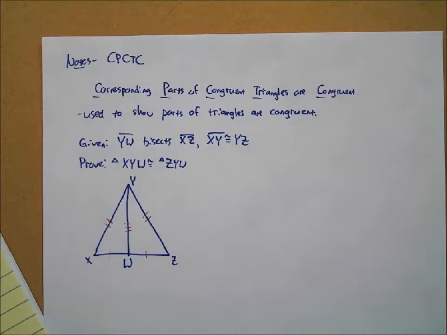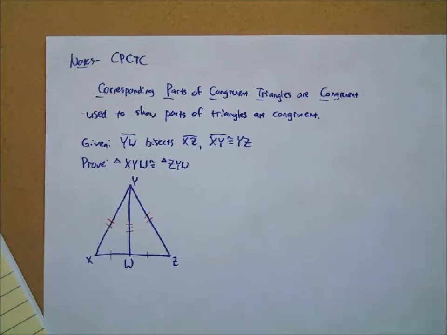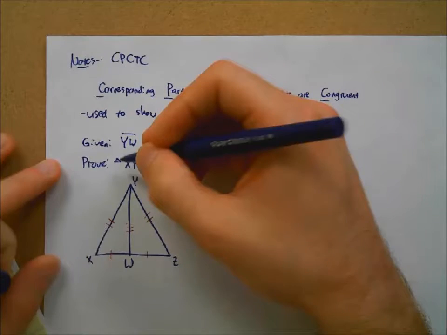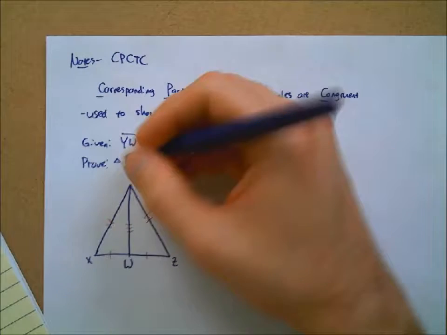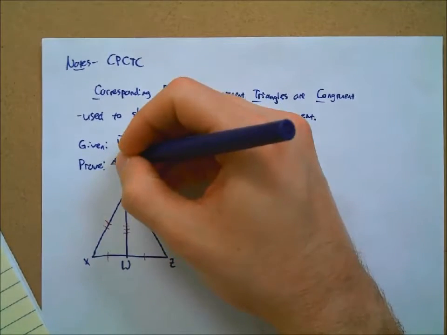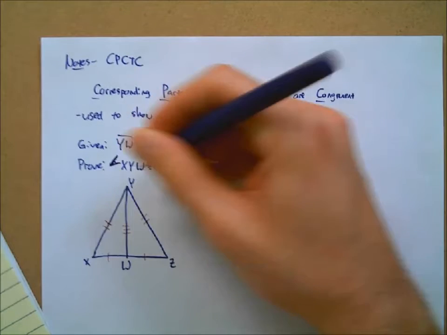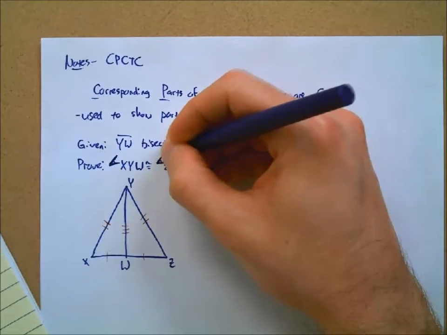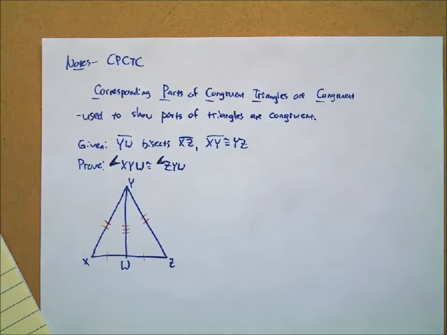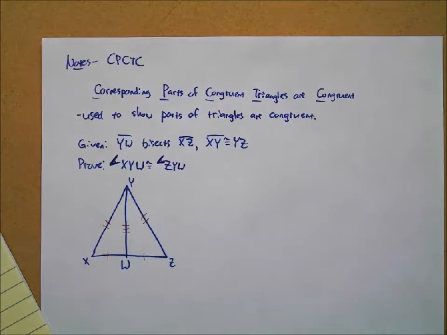And Avery, is that what you were going to say too? Yeah. Jake, do you see that? Okay. So anytime you're sharing a side, right, that's going to be a congruence. Oops. Where did I get? Sorry. This is not supposed to be triangle XYW. This is supposed to be angle XYW is congruent to angle ZYW. My apologies. Okay, sorry about that. So prove angle XYW is congruent to angle ZYW.